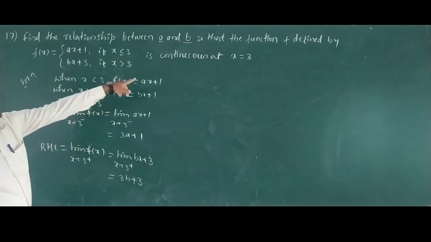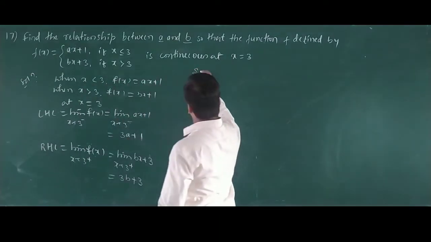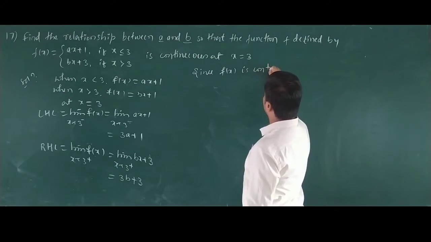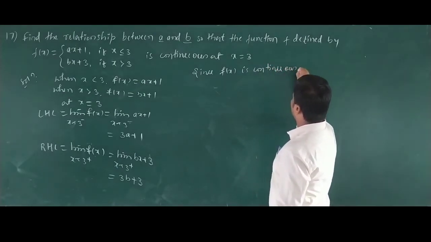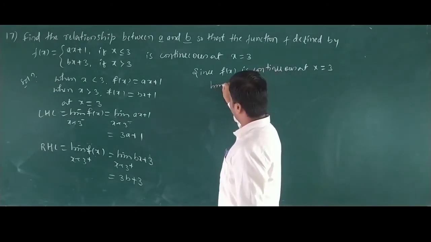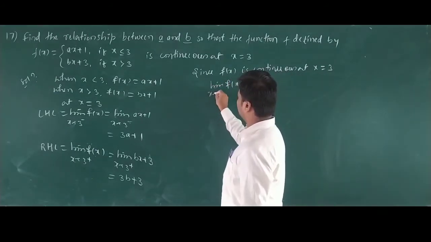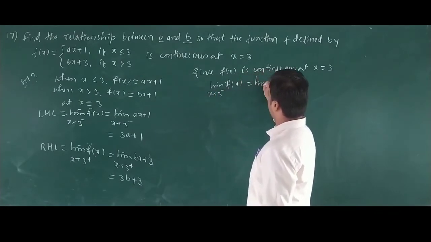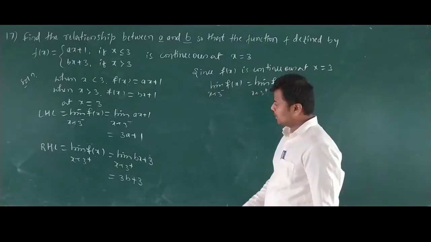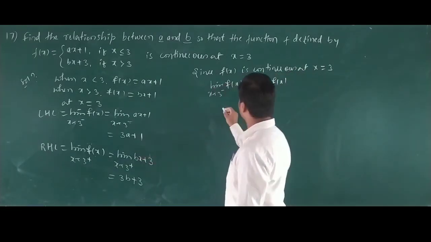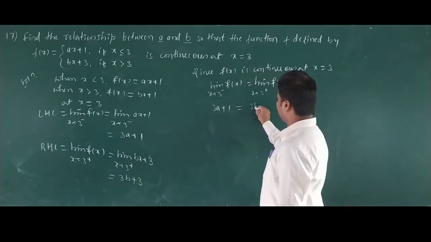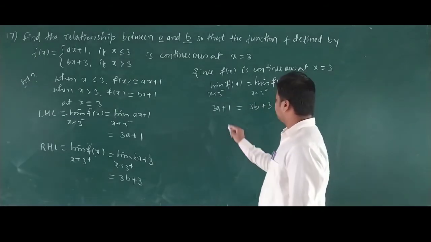So already put together, this function is continuous, and since f of x is continuous at x equal to 3, limit of f of x as x tends to 3 minus equals limit of f of x as x tends to 3 plus. So 3a plus 1 equals 3b plus 3.